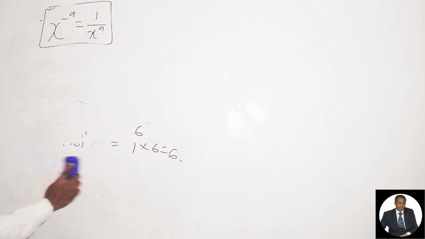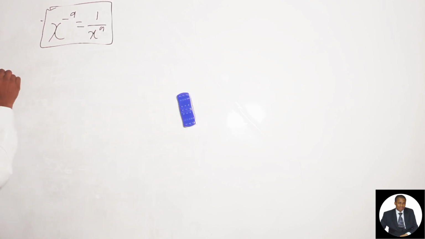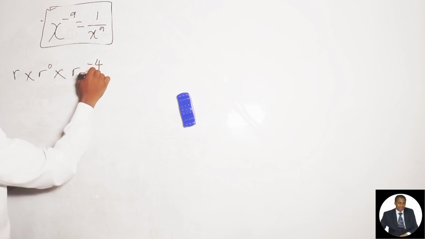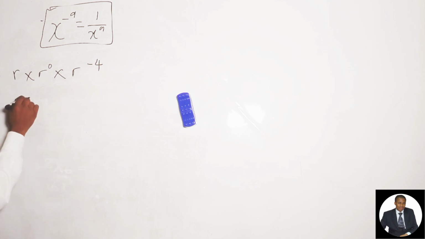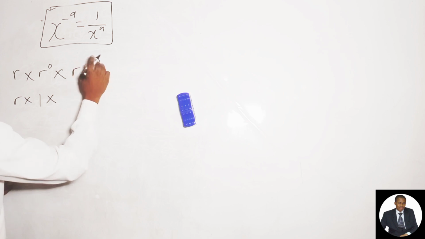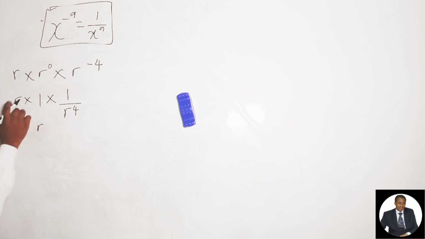Let's look at the third question. Number 3, r times r to the power 0 times r to the power minus 4. Anything raised to the power of 0 is 1. This is raised to a power of a negative number, a reciprocal. That's r times 1 is r over r to the power 4.